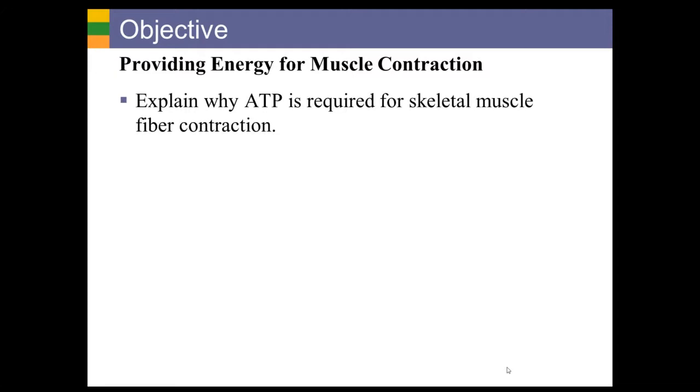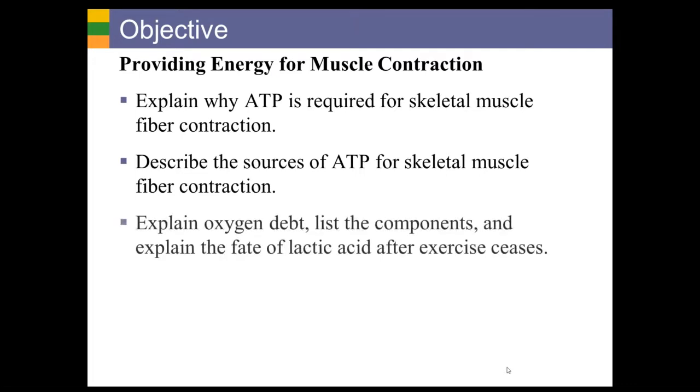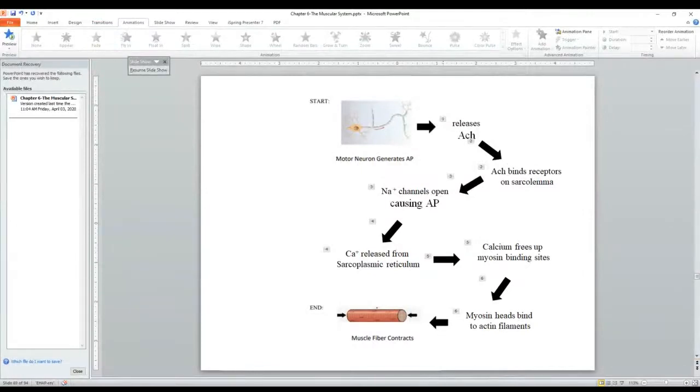So, we're going to explain why ATP is required for skeletal muscle contraction. And we're going to describe the sources of ATP for skeletal muscle fiber contraction. We're also going to explain oxygen debt, list the components and explain the fate of lactic acid after exercise ceases. And we're going to explain muscle fatigue. Okay?